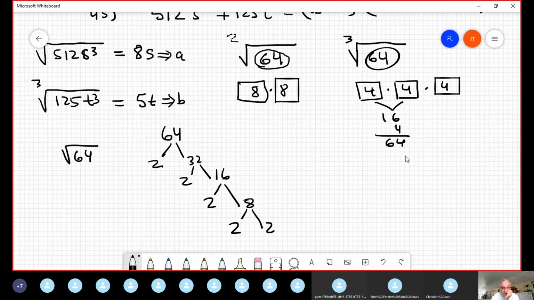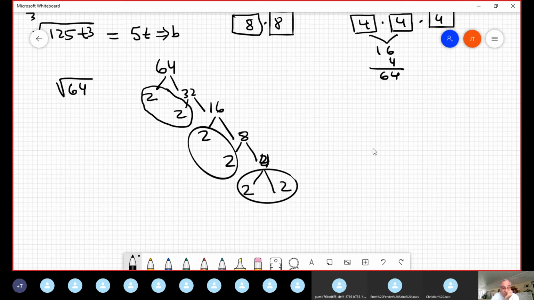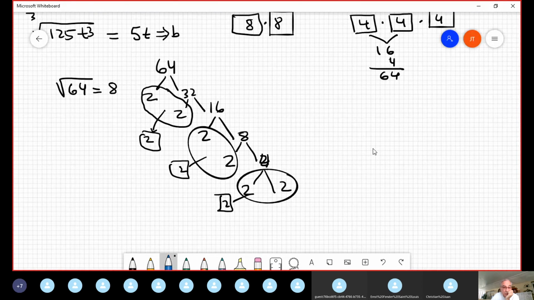Actually, 64 contains 1, 2, 3, 4, 5, 6 twos. If you want to find the square root, you select by couples, because it's a square root. Three couples of 2. And each couple represents one 2 outside the radical. When you collect these, 2 times 2 is 4, times 2 is 8. The answer is 8. We do a different analysis with the cubic root.